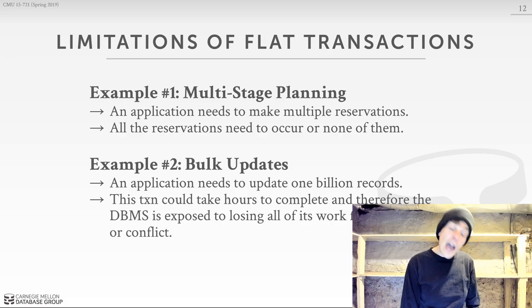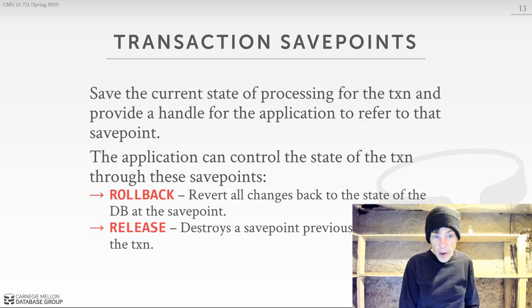So the transaction models we're going to talk about next, except for one of them, don't completely remedy these problems. But we can see how we chip away, and how more sophisticated or complex transaction models are able to handle these various types of problems. So the first model we can talk about is what are called transaction save points.